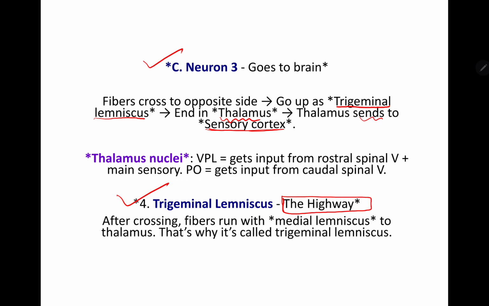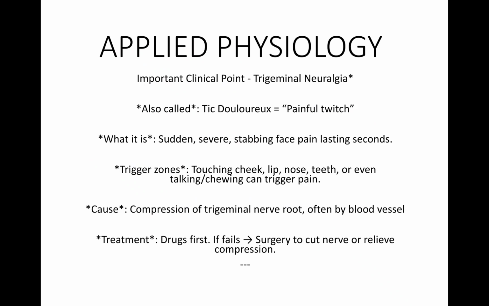After crossing, fibers run with the medial lemniscus to the thalamus. That's why it is called trigeminal lemniscus. Okay, after crossing, what will happen? These trigeminal fibers will run with the medial lemniscus to the thalamus. That is why it is known as the trigeminal lemniscus, because trigeminal nerves are following it, right? That is why.